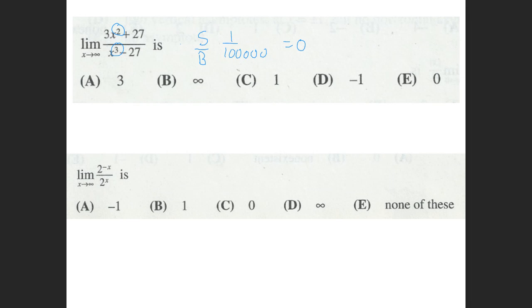I think we did this problem last week because I could rewrite this as 1 over 2 to the x. So the top is a very small number. The bottom is a very big number. That's going to also be 0.